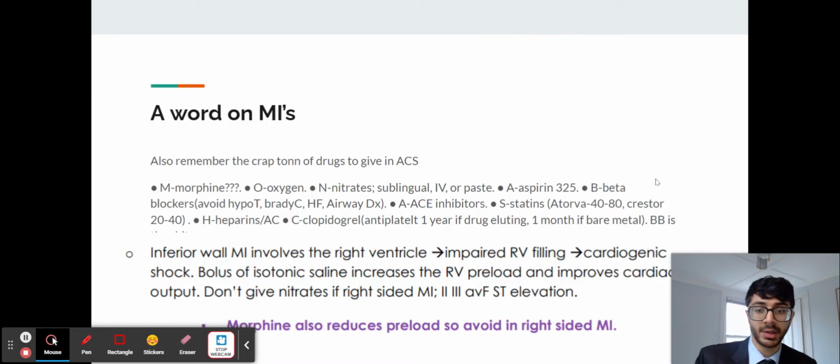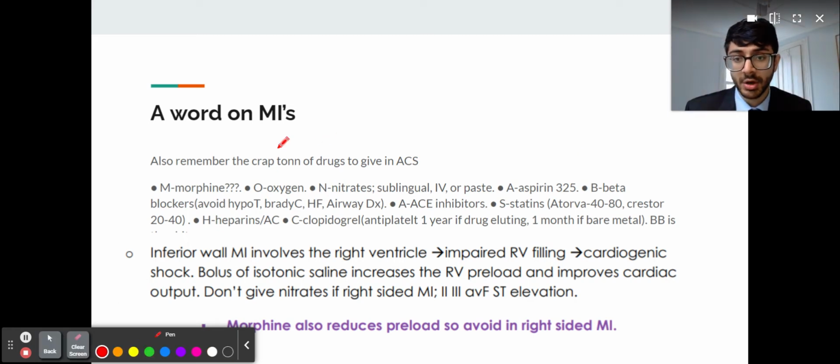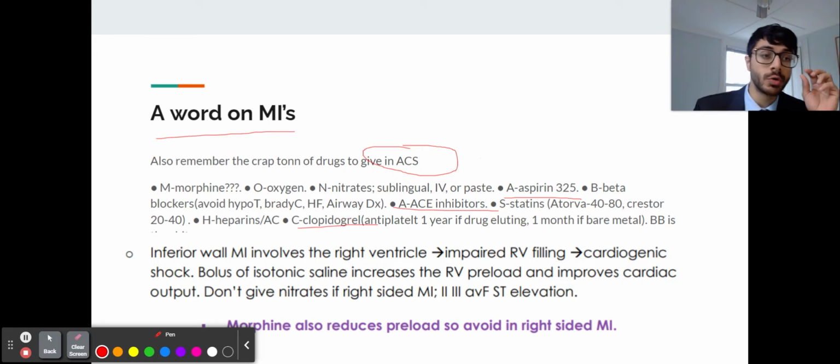Then another thing is a word on MIs. Obviously remember all of the drugs that you're going to give in acute coronary syndrome when you suspect MI: morphine, oxygen, nitrates (sublingual, IV, or paste), aspirin 325, beta blockers, ACE inhibitors, statins, heparin, which is anticoagulation, clopidogrel, and beta blockers if it's not acute. Now, you're going to know all of these. I want you just to know a little bit more. So know the contraindications of specific things.